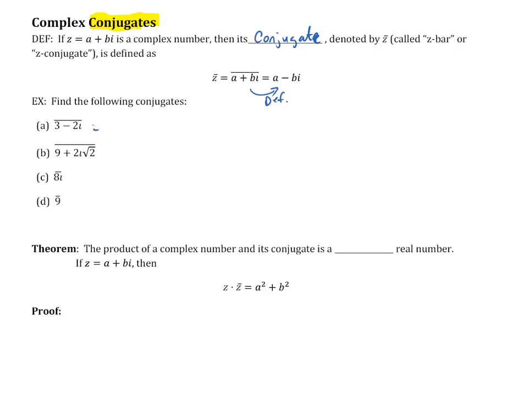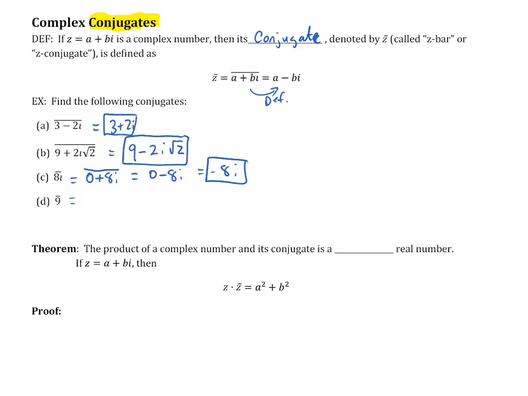So for example, on letter A, 3 - 2i, the conjugate is 3 + 2i. If you have 9 + 2i√2, its conjugate would be 9 - 2i√2. When you have only single terms, you just have to make sure you recognize what's the real part and what's the imaginary part. For 8i, this is 0 + 8i, which makes the conjugate 0 - 8i, or -8i.